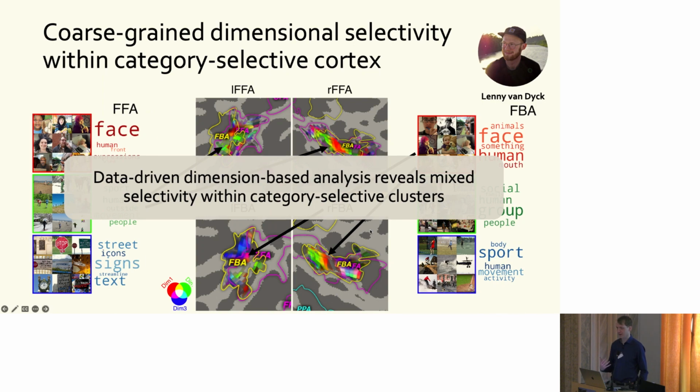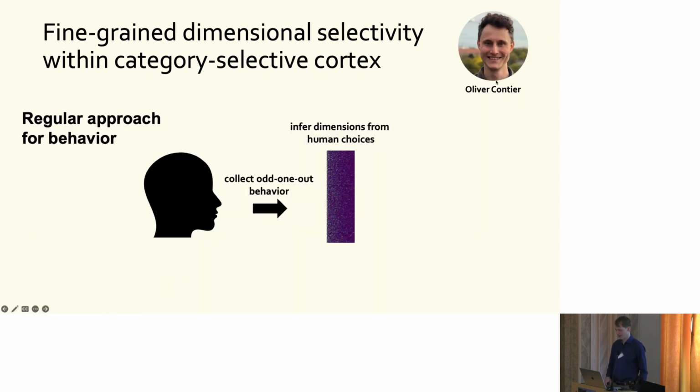Okay, so this was giving us a bit of a coarse-grained idea of what is actually going on within these category selective regions. What Oliver from our lab was interested in doing is seeing, can we get at more fine-grained dimensional selectivity within these category selective regions? Is there actually more than these high-level categorical responses, or let's say more category-related responses, than have been described before? And to address this question, he just borrowed the same approach that we've been using for understanding dimensions in behavior, which is our typical approach. We collect odd one out behavior and then infer dimensions from human choices.